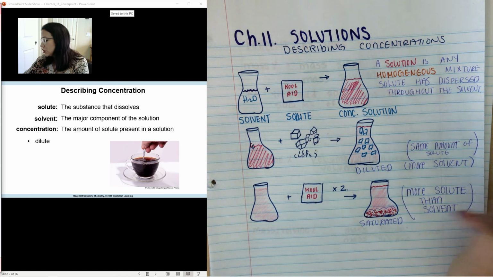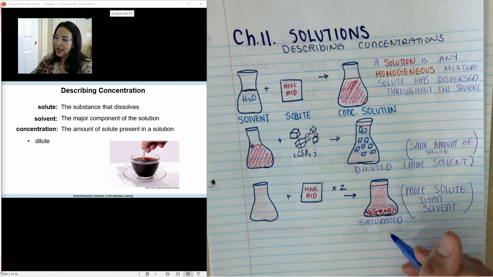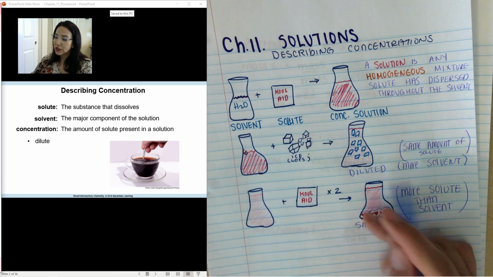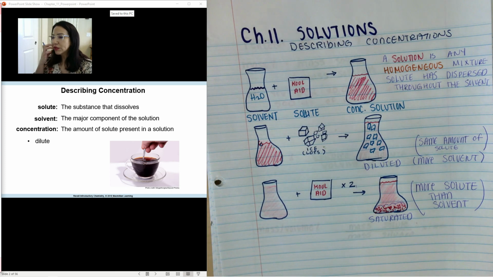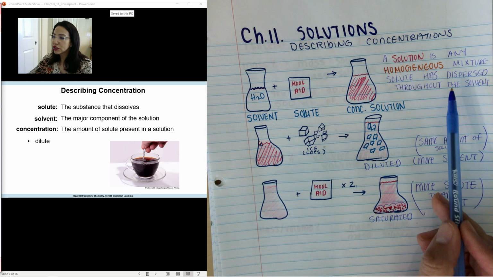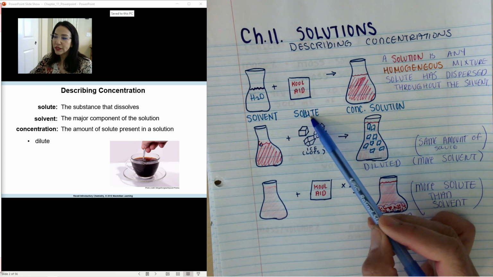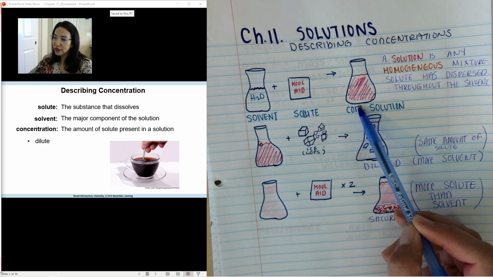All right, too much solute, not enough solvent, and we created a saturated solution by adding too much of our solute to this one. So hopefully we're able to describe really quickly what a solution is. It's any homogeneous mixture, with solute dispersed throughout the solvent, made from a solvent plus a solute, and you can make a concentrated solution.